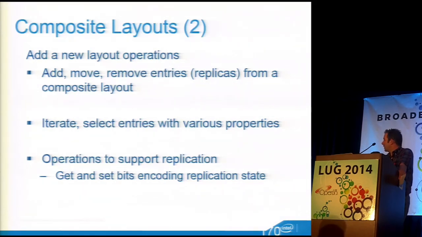To this, we need operations to add, move, remove entries from a composite layout. So you think of this as adding or removing replicas from a replicated file. So you beef up the replication or reduce it. Finding the entry or replica that you want, or with some property like finding a non-stale replica to satisfy a read, or finding all the stale replicas so that you can refresh them.